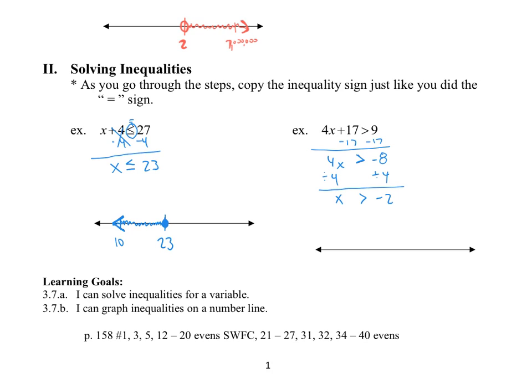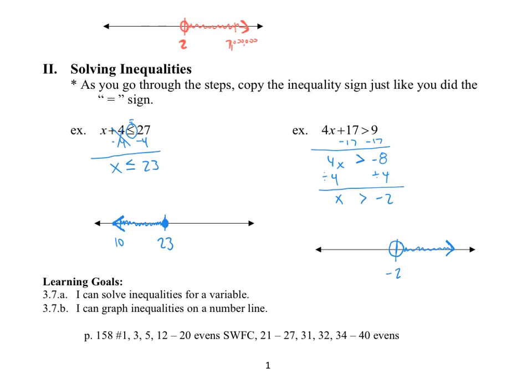Am I going to have an open or closed circle? Does it include negative 2? No, so it's going to be open. Which way am I going to shade? To the right.